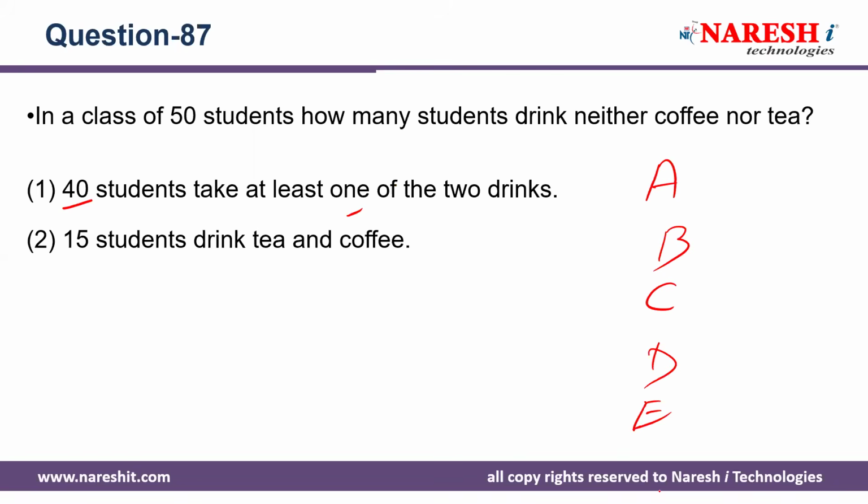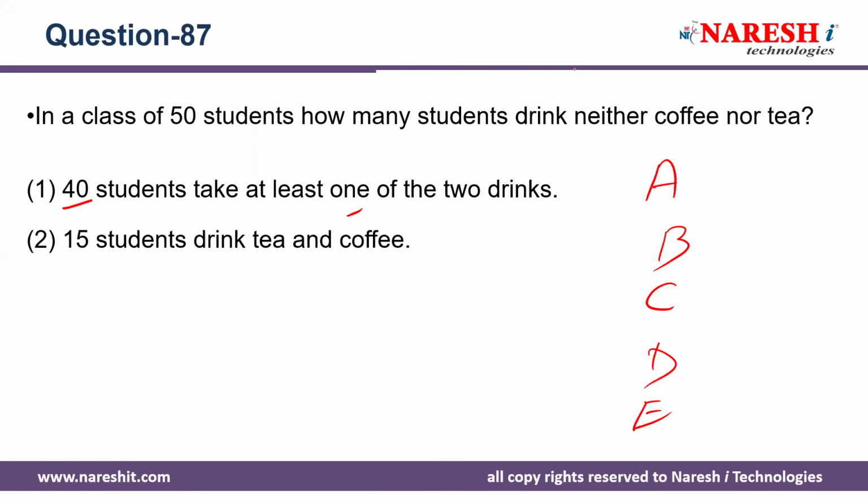If you're selecting A, that means the answer is sufficient using only the first statement. B means only using the second. C using any one of these two. D using both. E cannot be found. What do you think? In a class of 50 students, how many drink neither coffee nor tea?